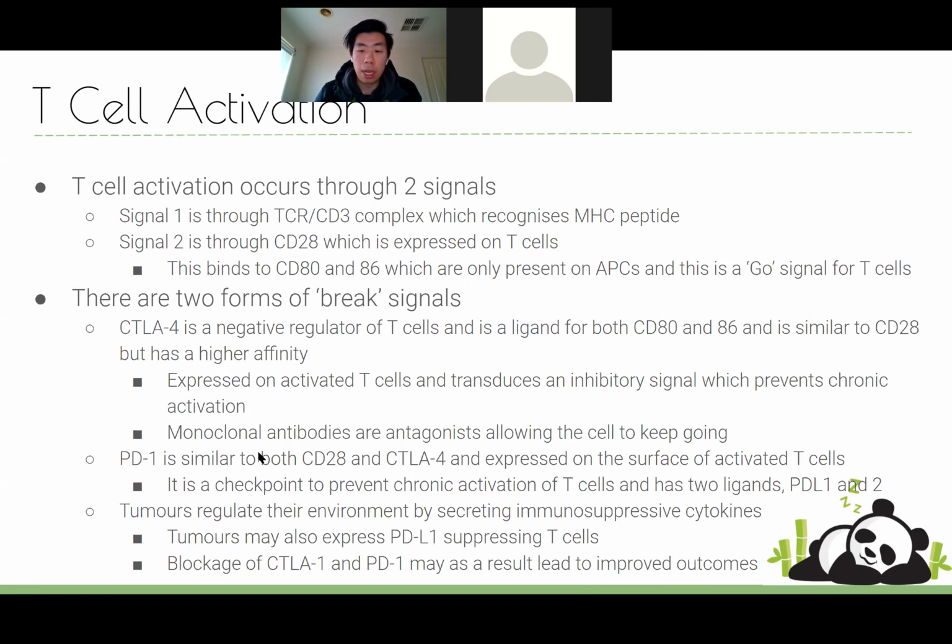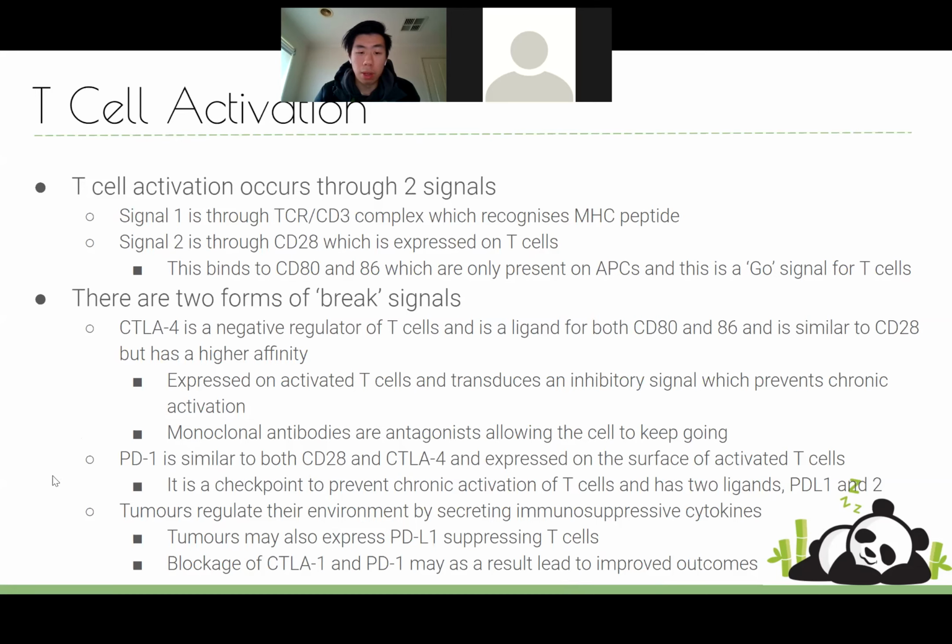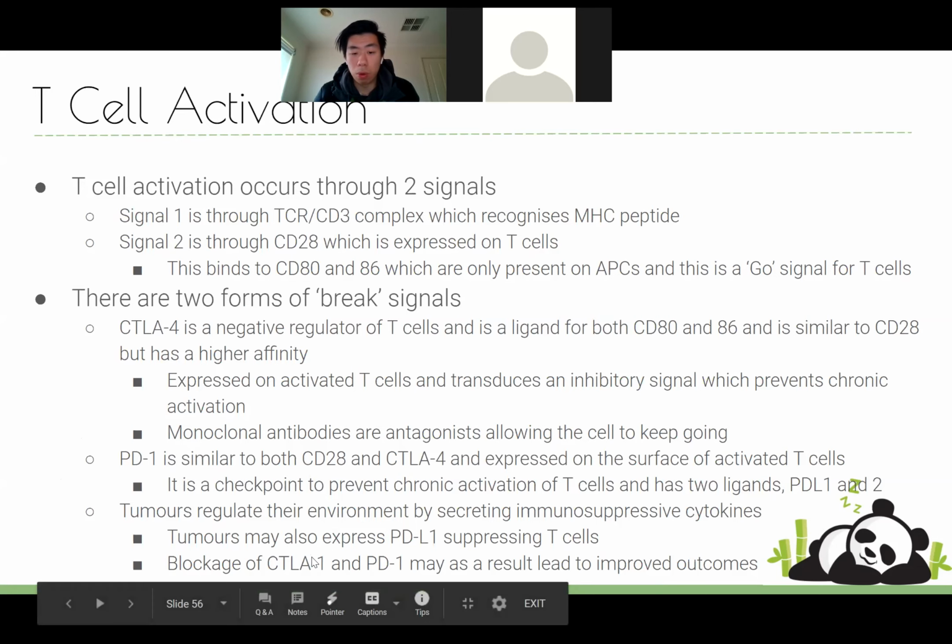PD1 is similar, and it's basically doing the exact same thing, and is a checkpoint to prevent chronic activation through these processes as well. Tumors are also regulated in the environment by secreting these immunosuppressive cytokines. The tumors may also upregulate PD1 to suppress these T cells, and blockage of these structures, I think I should say 4, not 1, may result in improved outcomes as you limit the suppression of these break signals and allow T cells to do their job for more time.